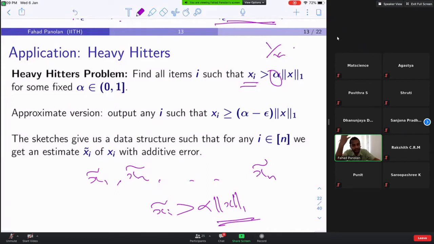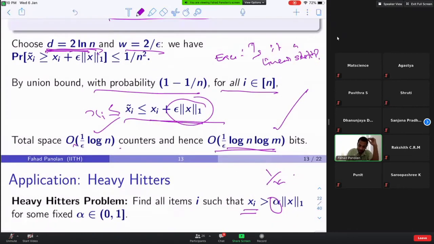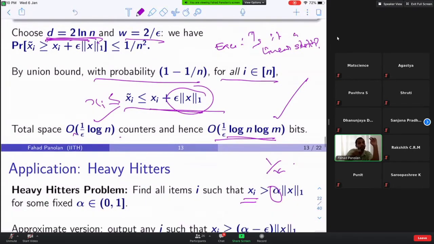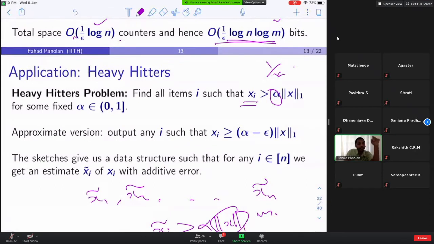So how many such things will be there? K many, since alpha is equal to 1 by k. And what is the output of that algorithm? It will definitely output all the items which have value at least alpha times the L1 norm of x, which you can think of as m. But because of the estimation error, it may be outputting something more.